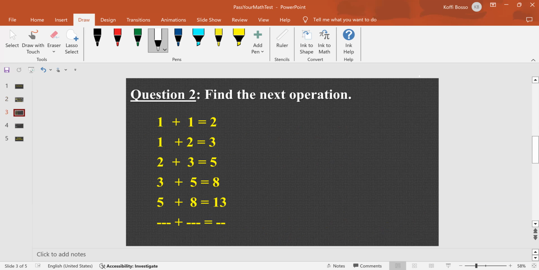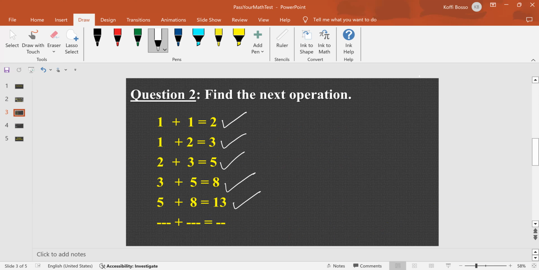Okay, the next question. Question number 2, they say find the next operation. You see here, they say 1 plus 1 equals 2. 1 plus 2, 3. 2 plus 3, 5. 3 plus 5, 8. 5 plus 8, 13. And what's going to be the next operation?